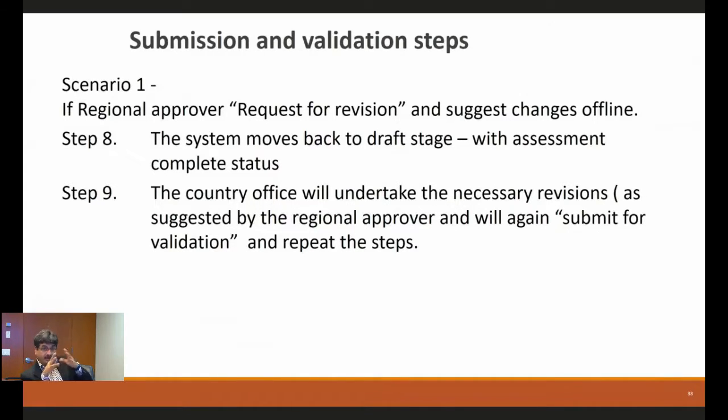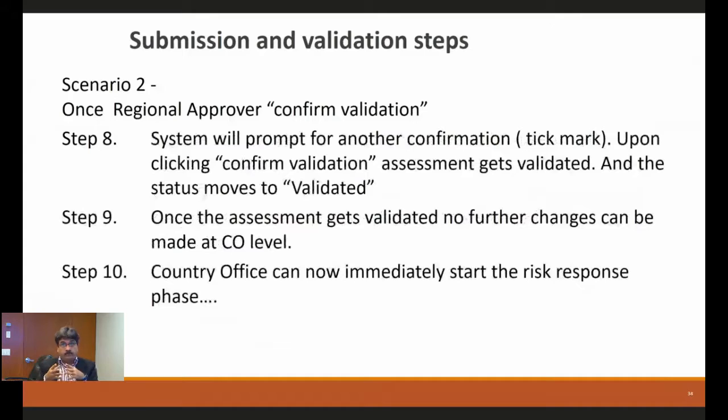Once you have done the changes, you again submit for validation following the same steps which I explained before, and then it again goes to the approver, and they can review again and decide whether to confirm. Once the approver is happy with the assessment, they will click the confirm validation button. Then they will get one extra box, reconfirm, they reconfirm, and that's it. Once the regional office confirms the validation, the whole process is complete. After that, the country office has nothing to do with this. Then, as I mentioned before, risk assessment and risk response are together.